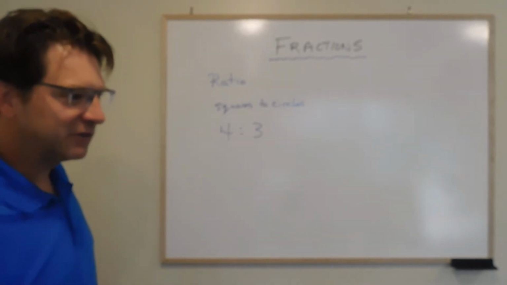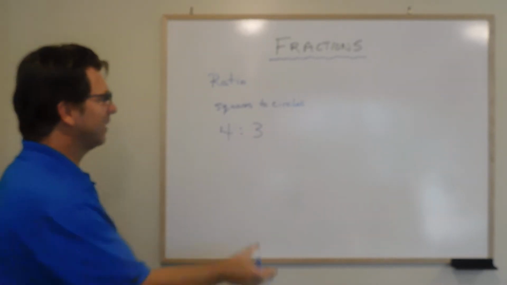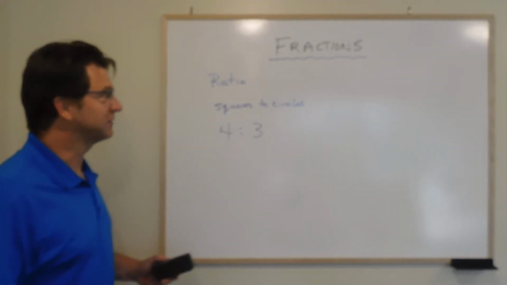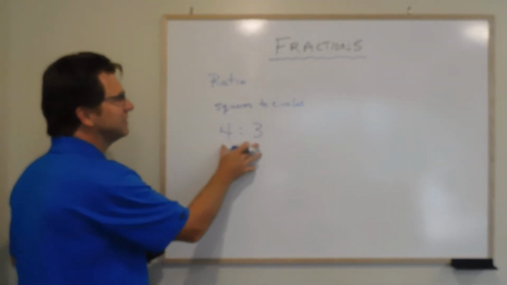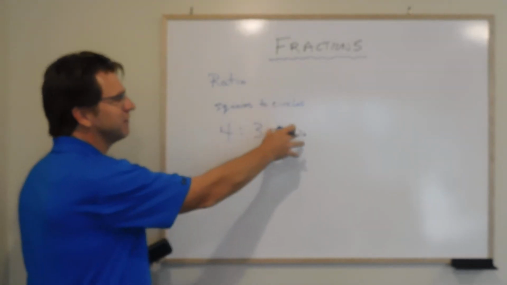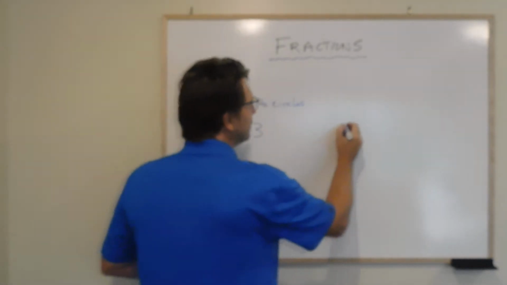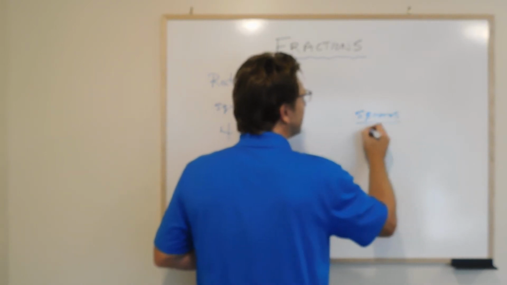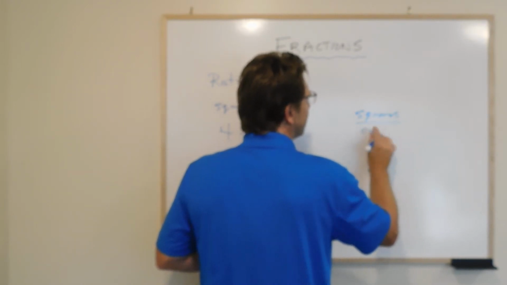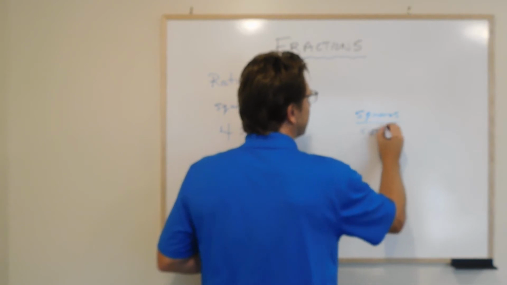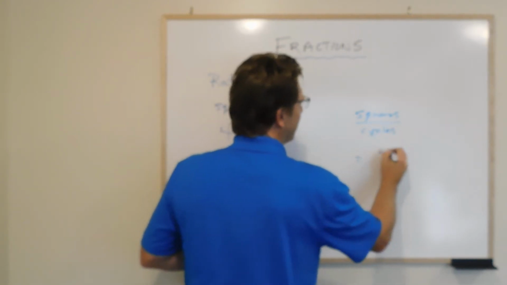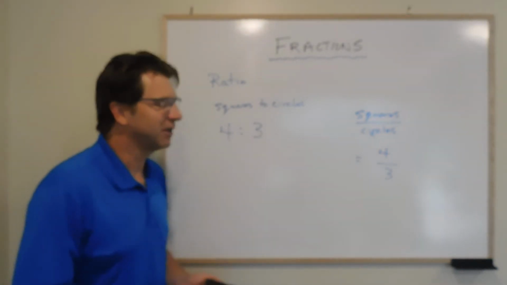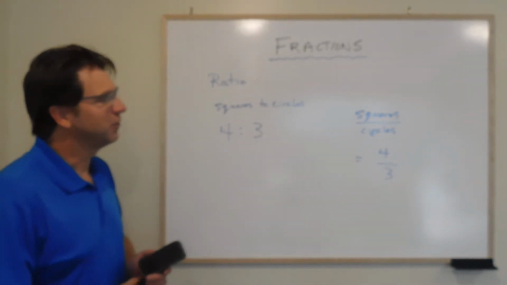Okay? And ratios are a nice setup. Okay, they look nice, but they're not very useful when you're doing the math part of things. So what we do is, instead of using a ratio, use it as a fraction and do squares to circles as a fraction, and it would be 4 squares over 3 circles. And that's something a lot more useful that we can do with math.